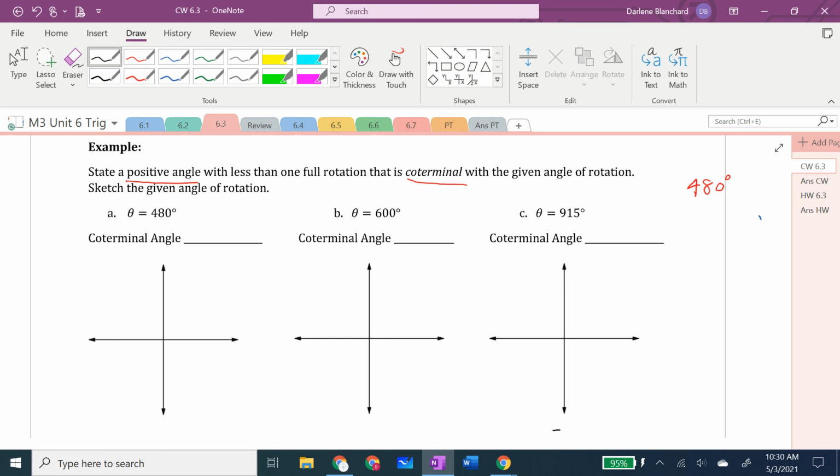If I subtract 720, I'll get a negative angle. Yep. So I only need to subtract 360, but what you just said is going to be helpful to realize when you have an angle that's over 720, that it's going around more than twice. So what's 480 minus 360?